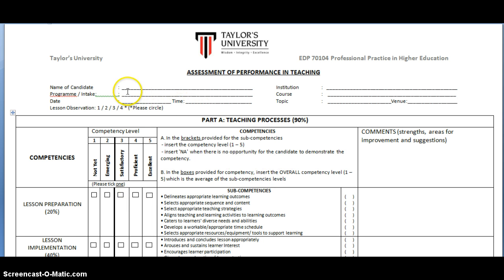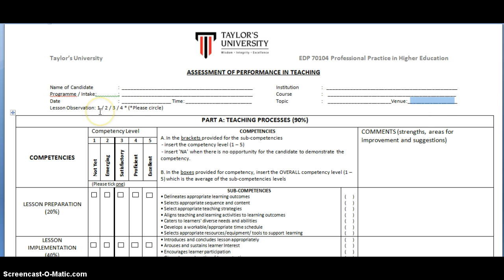So what I need you to do is, before I enter the classroom, please make sure that you print a copy of this, but do remember to type in the name of candidate, which is your name, in full, typed please, not handwritten, your institution, the program and intake that you are teaching, the course that you are teaching, the date of the classroom observation, the time of the classroom observation, the topic that you're going to teach on that day, which I'm going to observe, and the venue.